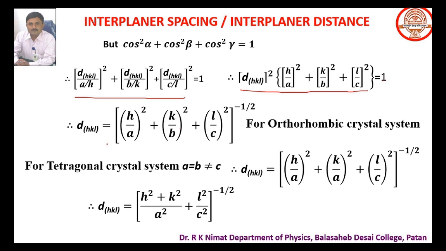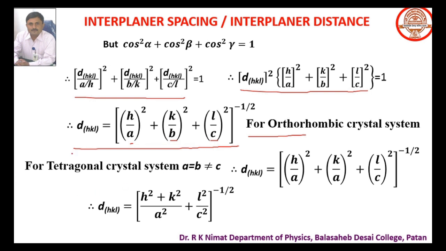And if you take the square root of the terms and rearrange the terms, you will get d_hkl is equal to [(H by A) square plus (K by B) square plus (L by C) square] whole raised to minus 1 by 2. So this will be the expression for interplanar spacing for orthorhombic crystal system in which A is not equal to B is not equal to C.